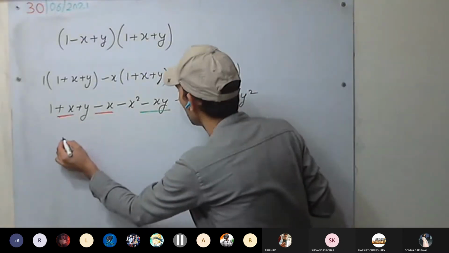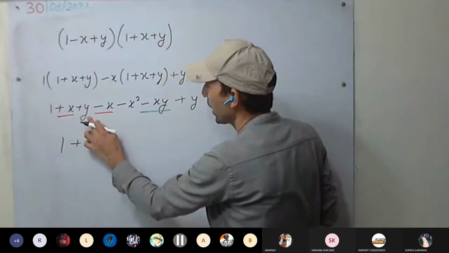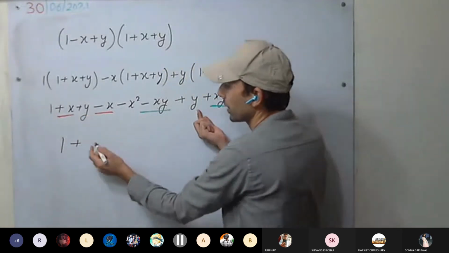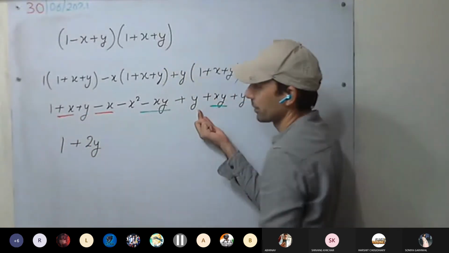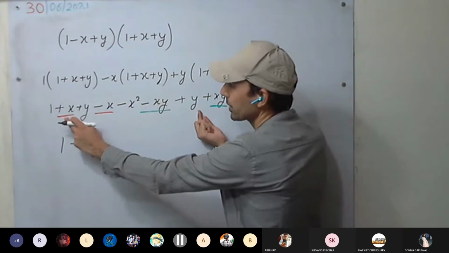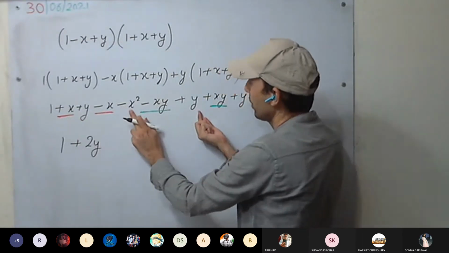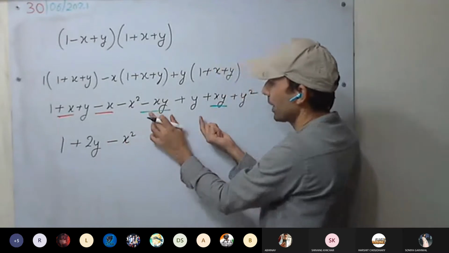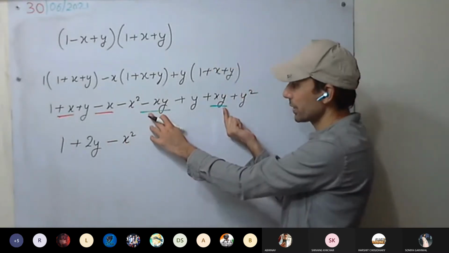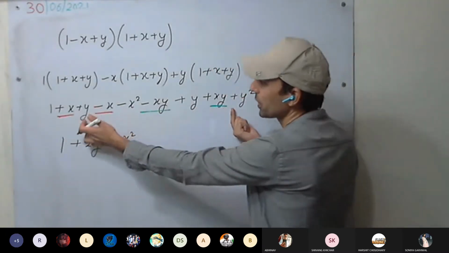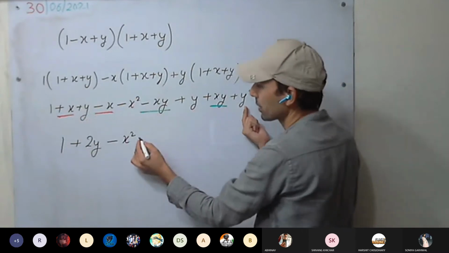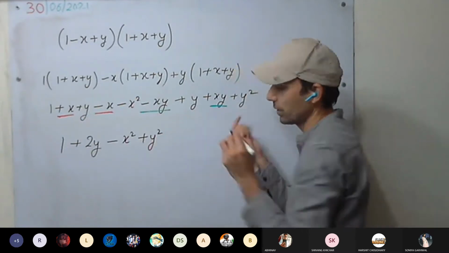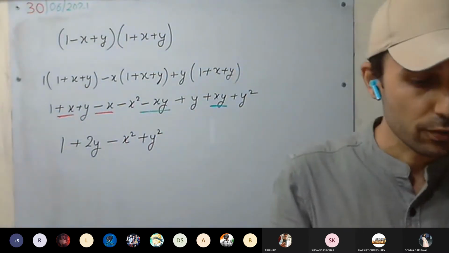So what will you be getting? 1 plus, now y, any more y? y plus 2y. Minus x plus x is 0. Minus x square. Minus xy plus xy is 0. y we have already taken, and plus y square. Are you getting this answer?